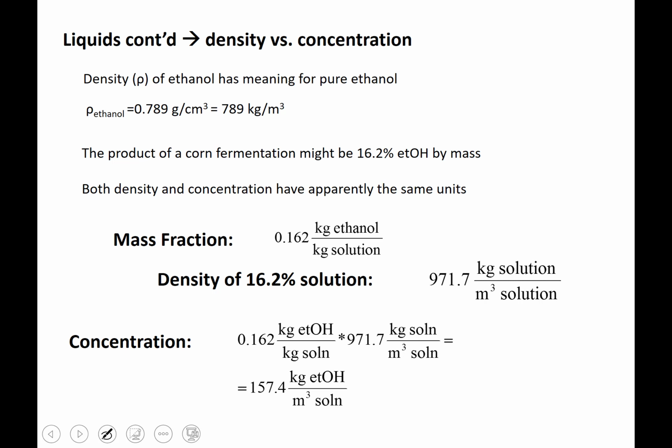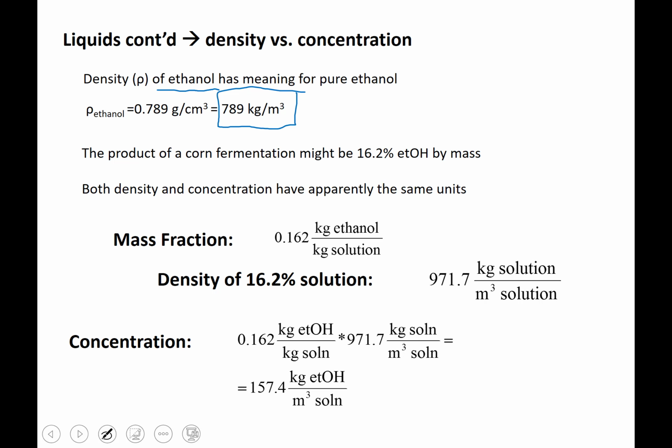So we saw that the density of liquids is found using the specific gravity, which you can find in the back of your textbook or online, or handbooks of chemical engineering. When we talk about the density of ethanol, this is meaningful if we have pure ethanol, and the units are 789 kilograms per meter cubed. So let's say that we have a mixture of ethanol and water.